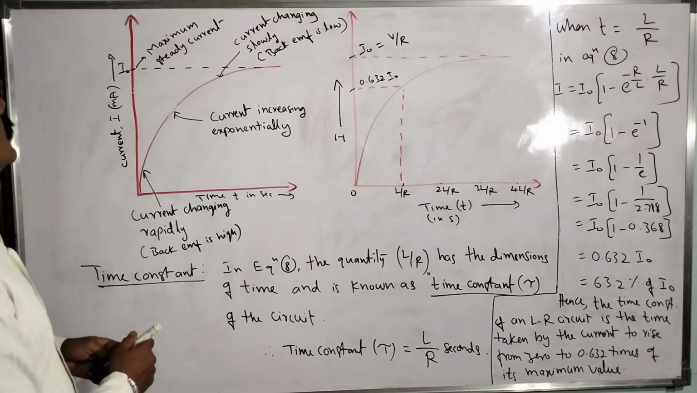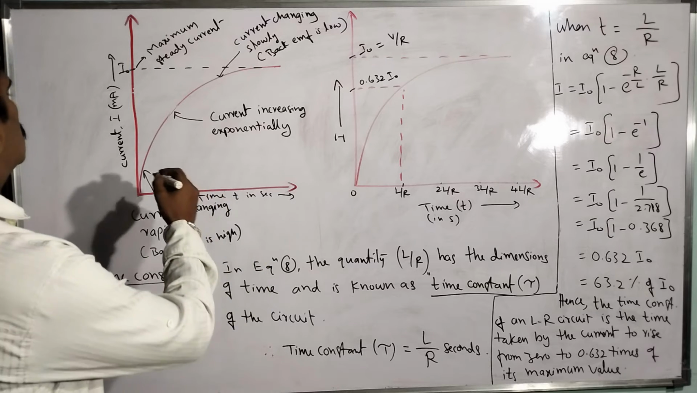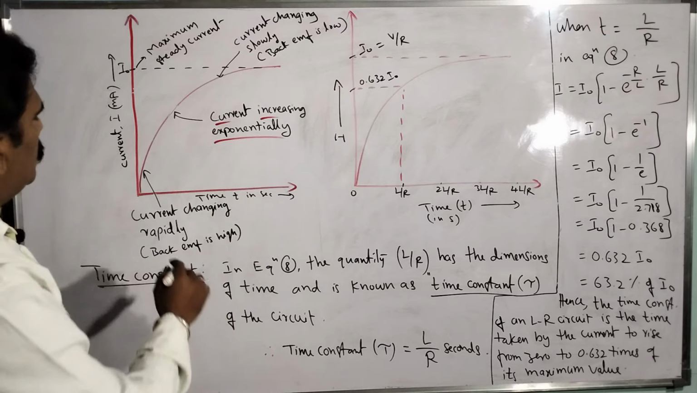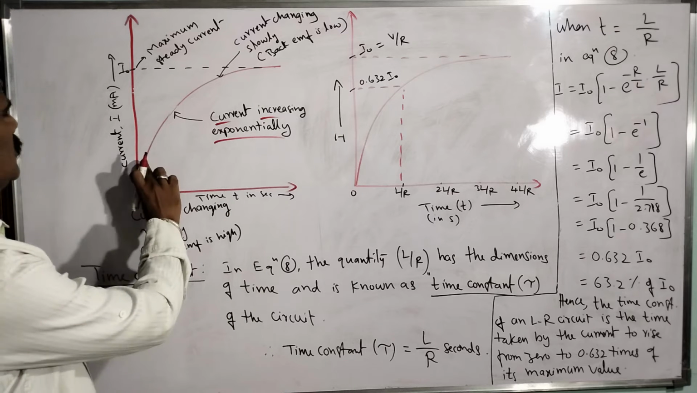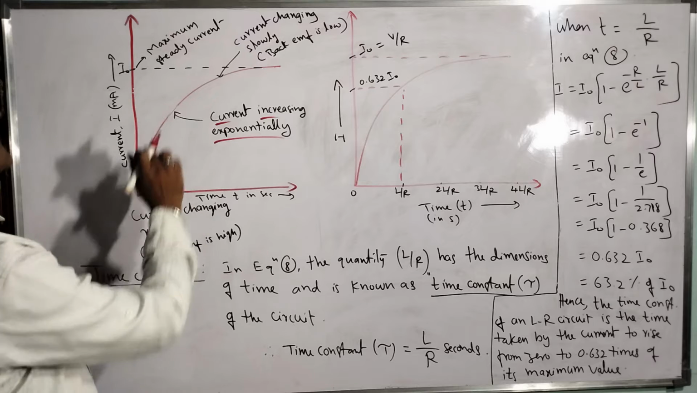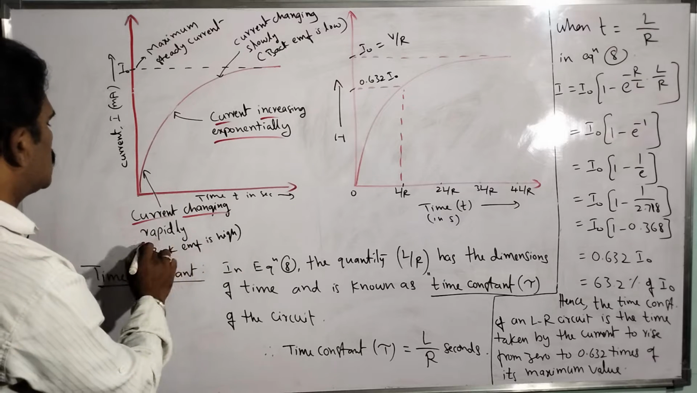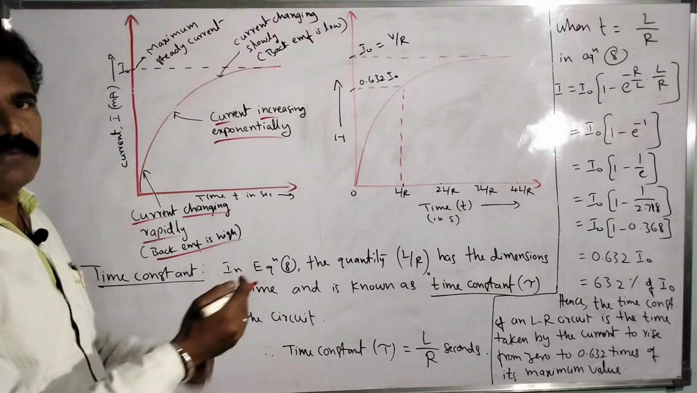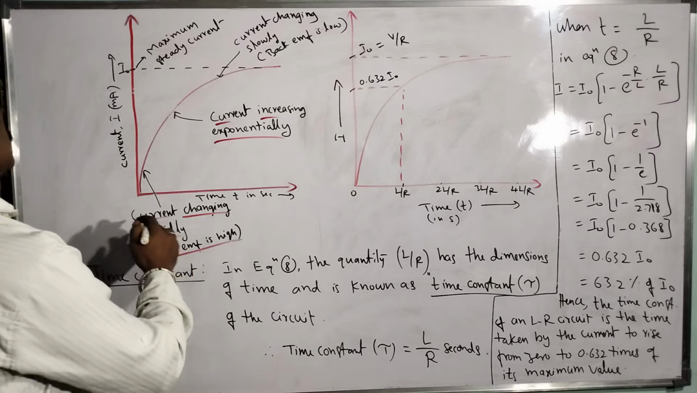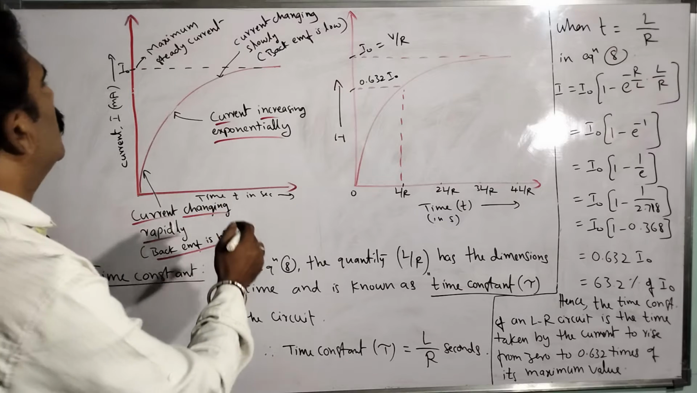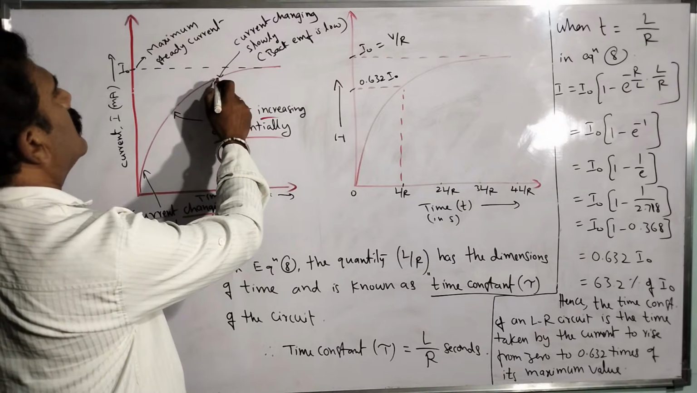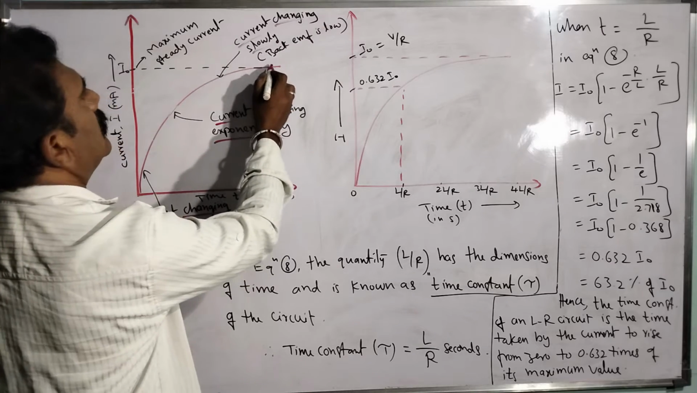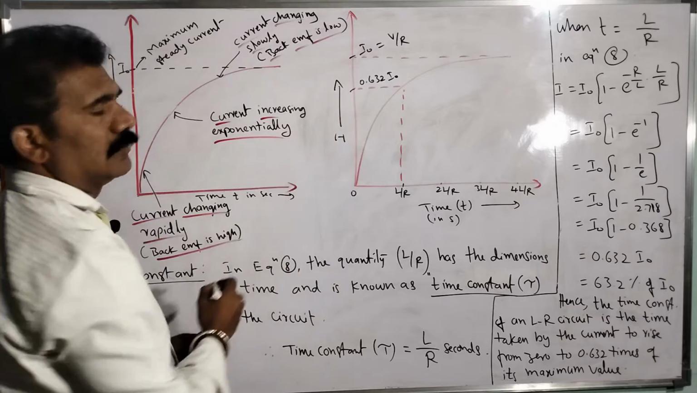In the graph it is very clear that the current is increasing exponentially. If you look at the beginning part, there is a very sharp increase of the current, so the current changes rapidly. That is because of the back EMF. Back EMF is very high in the beginning and hence the current changes rapidly here. Similarly, at the end, where the current is going to reach its maximum value, the current changes slowly, because back EMF is low.